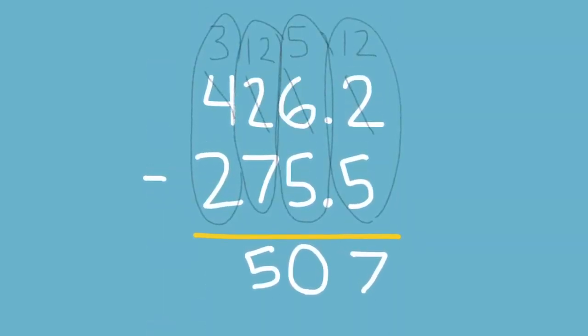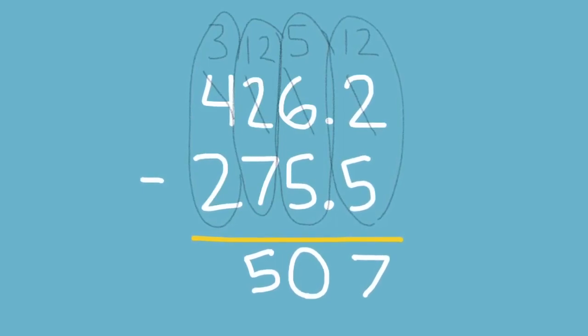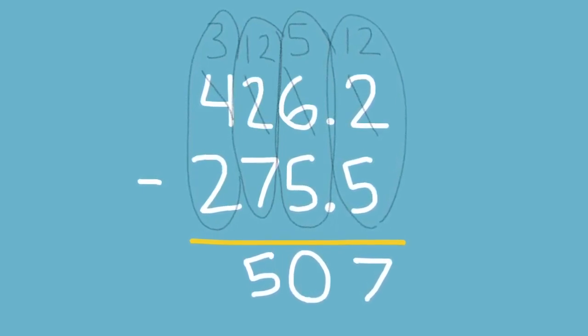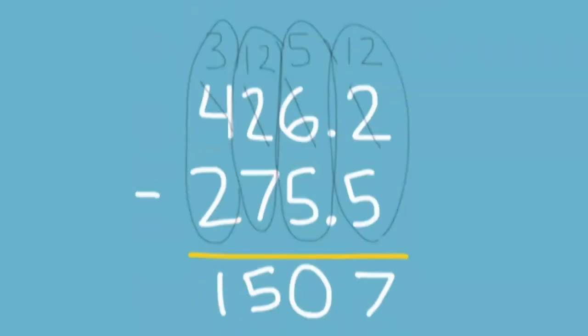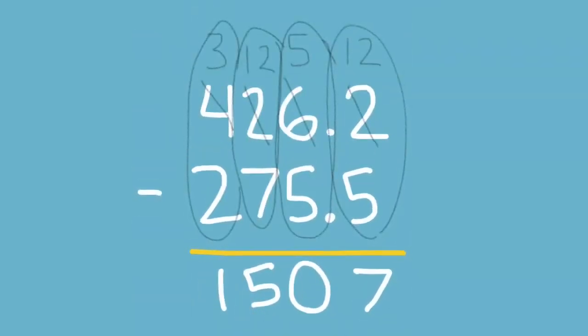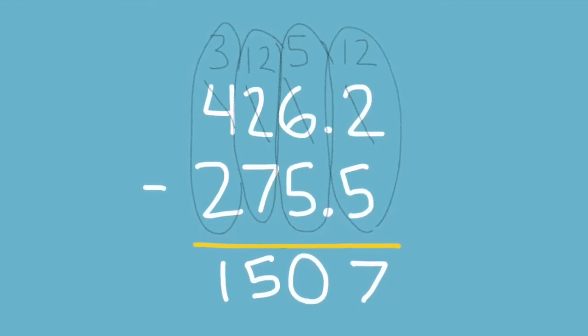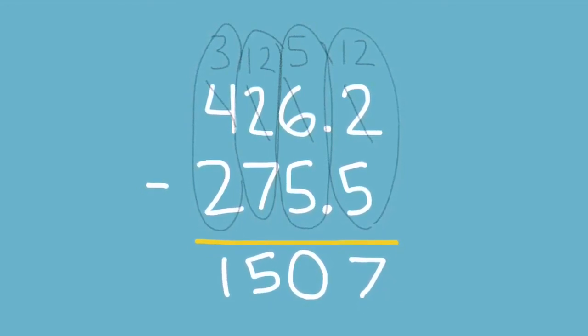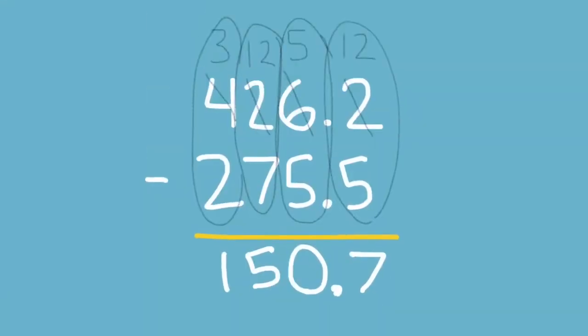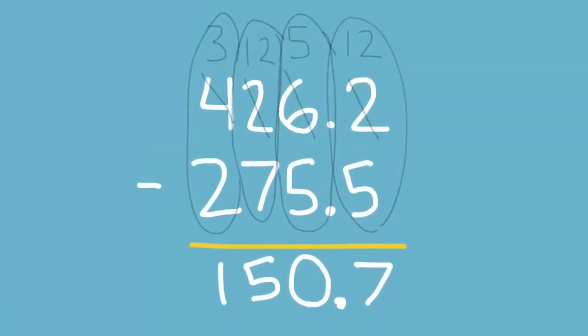Okay, all we have left is our hundreds, it looks like. We have 3 hundreds, and we're being asked to take away 2. We can do that. We'll be left with 100. Okay, 426 and 2 tenths take away 275 and 5 tenths equals 150 and 7 tenths.